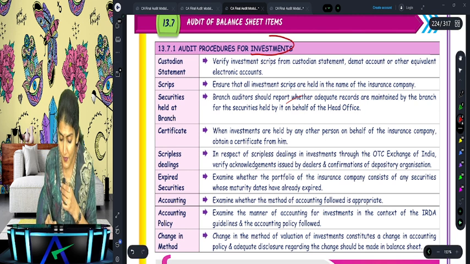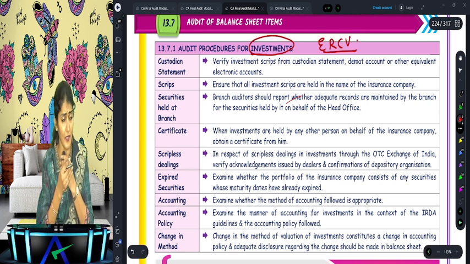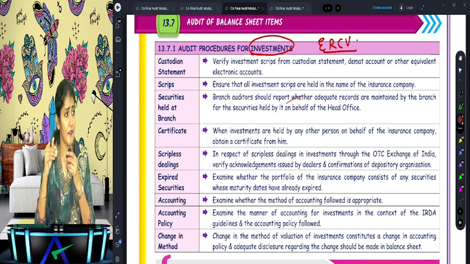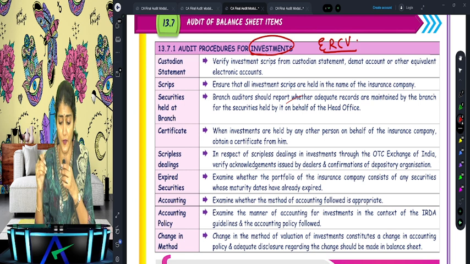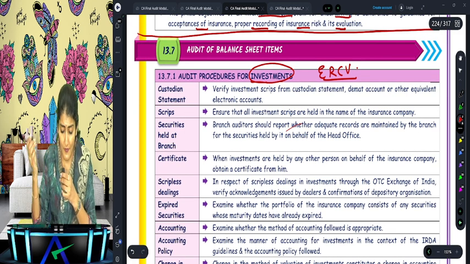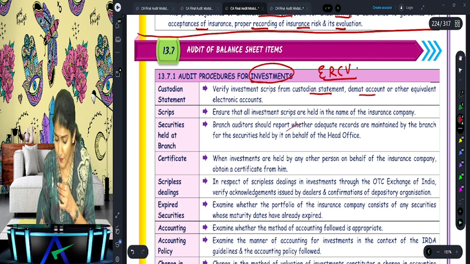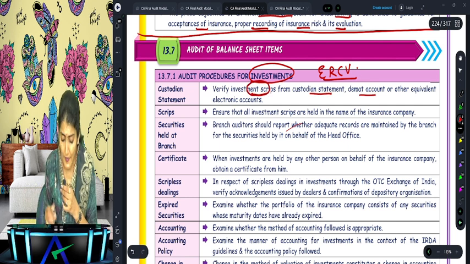Audit procedures for the investments. What is the backup you will keep in your mind? ERCV. What is ERCV? These are the assertions addressed through substantive procedures for the account balances. So one, what does it say? If the investment scripts are with the custodian statement or DMAT or other equivalent account, what can you do? You can verify the investment scripts.